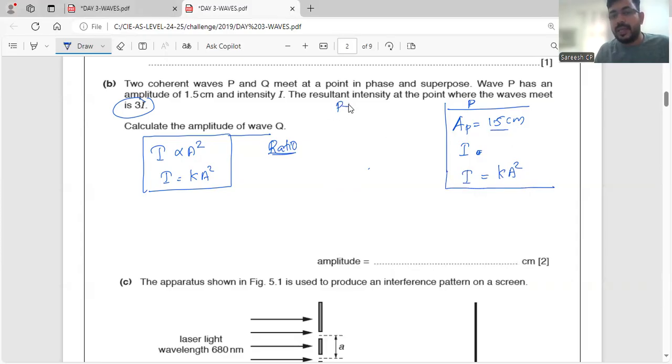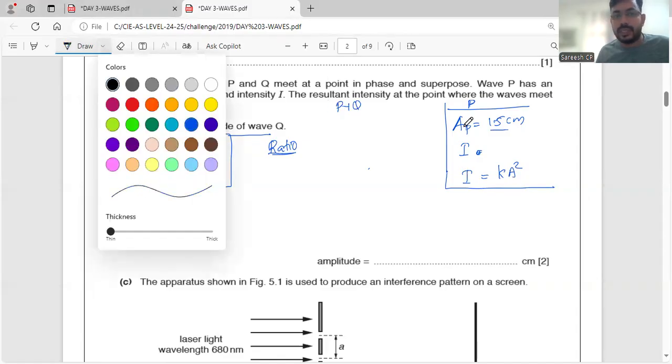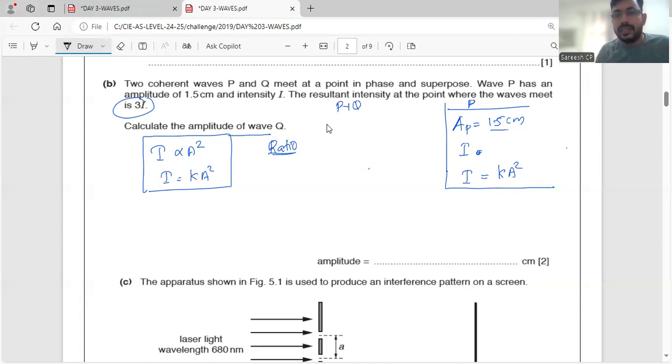Now, P and Q are superposed, and they form another wave. In that case, its amplitude is going to be the amplitude of wave P plus the amplitude of wave Q. So this is its new amplitude. So I can say the resultant intensity, I will write IR, is equal to K times (AP plus AQ) all square. This is the resultant one.